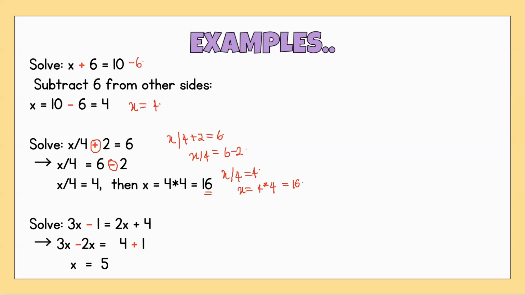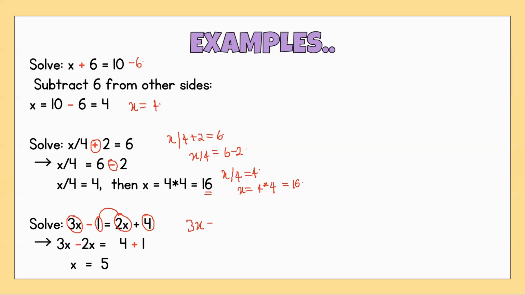Let's solve another. 3x minus 1 is equal to 2x plus 4. Okay, now we have both the sides operation and let's see if there are like terms. Yes, there are like terms. 3x and 2x are like terms and 1 and 4 are like terms. So this side it will become 3x minus 2x. In the place of 1 we'll add this 2x.